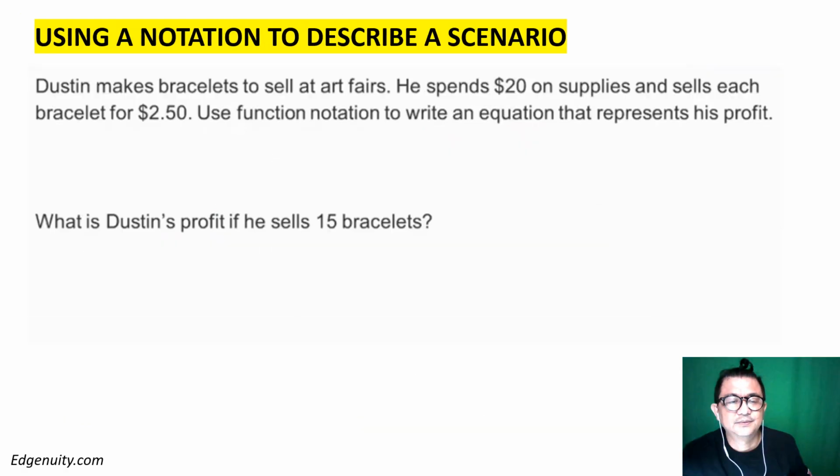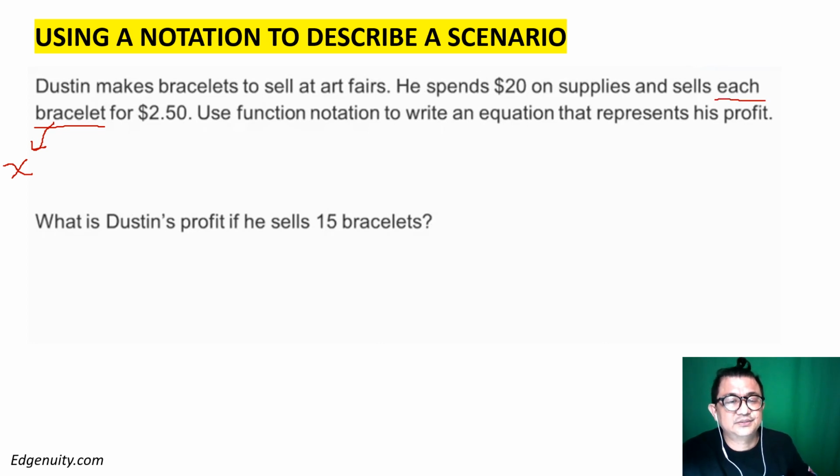Okay? Next. So today we're going to use a notation to describe a scenario. Dustin makes bracelets to sell at art fairs. He spends $20 on supplies, money that goes out of his pocket. But he sells each bracelet for $2.50, so he earns this money. Use function notation to write an equation that represents his profit, the final money that he earned. What is Dustin's profit if he sells 15 bracelets? Let's name this x, the number of bracelets.